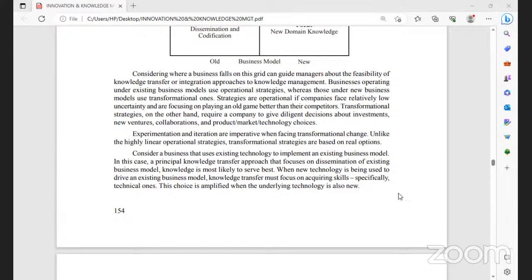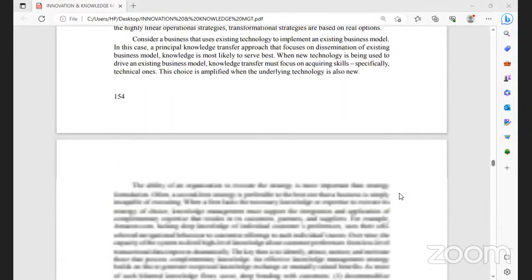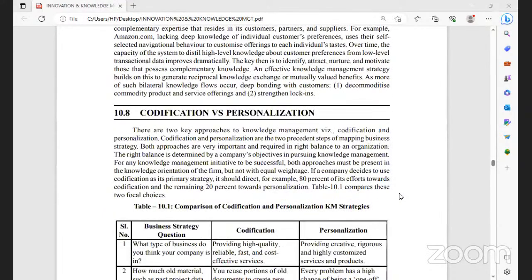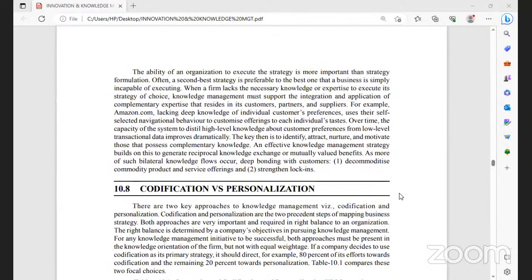Experimentation and iteration are imperative when facing transformational change. Unlike the highly linear operational strategies, transformational strategies are based on real options. Therefore, finally, we can conclude that the ability of an organization to execute the strategy is more important than strategy formulation. Just formulating the strategy will not be sufficient. Implementation in the real-time scenario is mandatorily required.